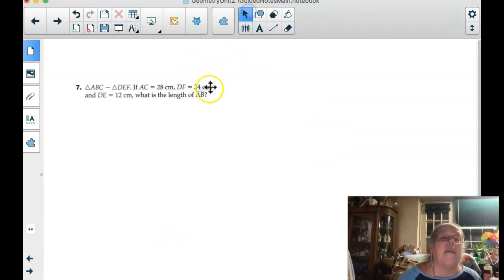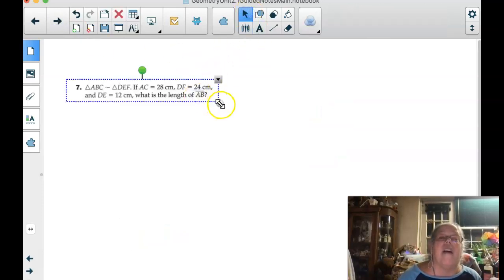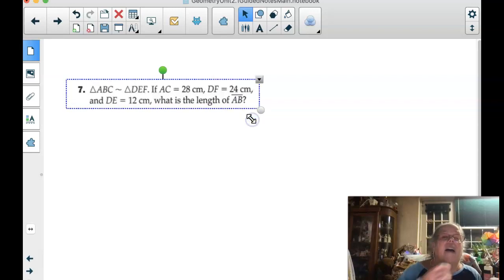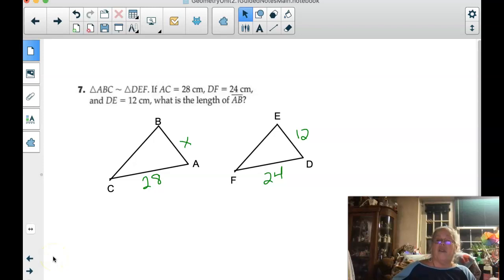Okay, triangle ABC, similar to DEF. Okay? And I'm going to pause and draw again in a couple of seconds, but if AC is 28, DF is 24, DE is 12, what is AB? Okay, I'm going to pause and draw the triangles. Okay, and we're going to finish this one, and then there are 2 more that I want you to try on your own, or maybe we'll pause the video together, and then we're going to jump to a slightly different version of the same thing.